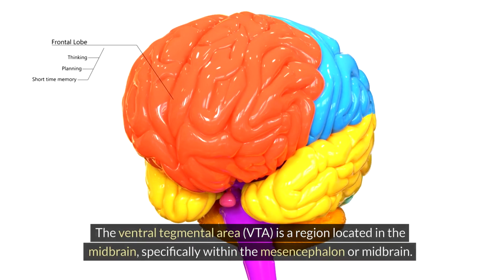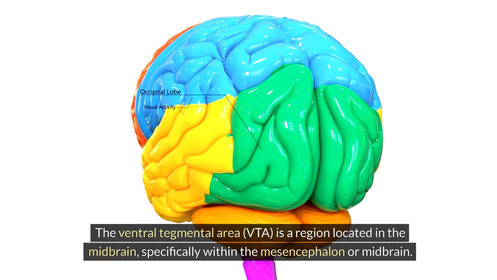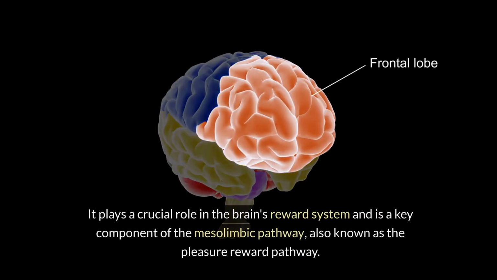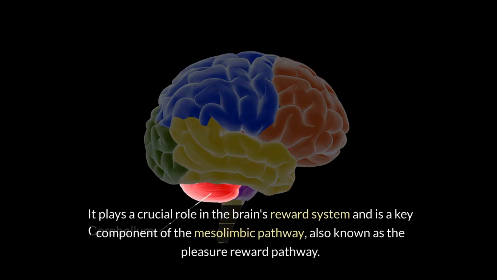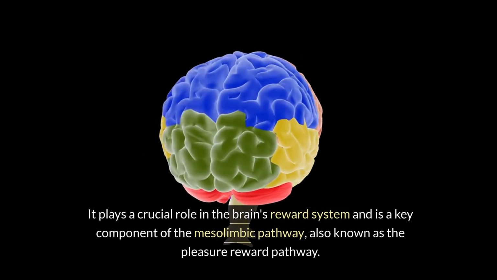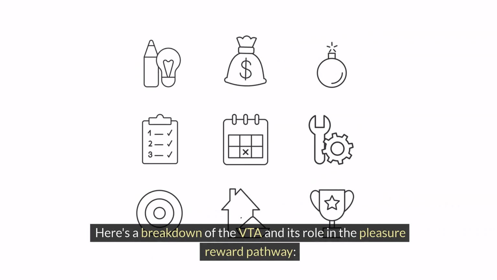The ventral tegmental area, VTA, is a region located in the midbrain, specifically within the mesencephalon or midbrain. It plays a crucial role in the brain's reward system and is a key component of the mesolimbic pathway, also known as the pleasure-reward pathway. Here's a breakdown of the VTA and its role in the pleasure-reward pathway.